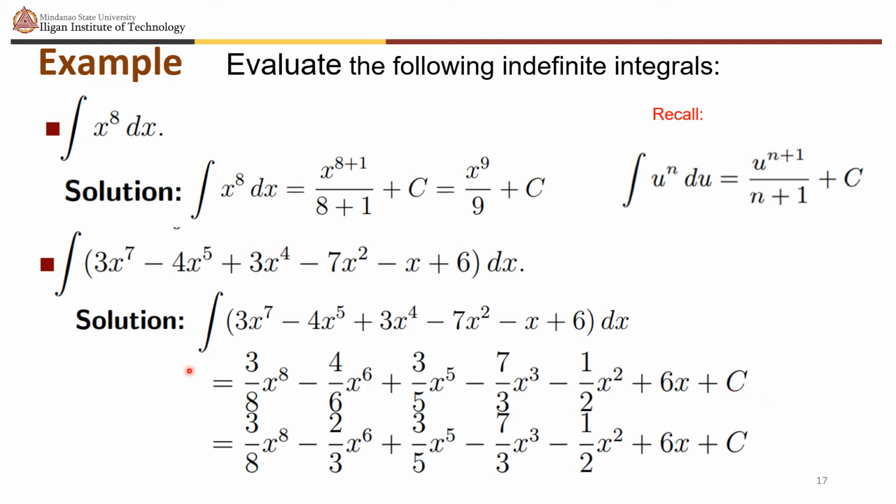Meaning to say, this now can be simplified as 3 over 8 x to the 8 minus 4 and 6 there. You can rewrite as 2/3 x to the 6 plus 3 over 5 x to the 5th minus 7 over 3 x cubed minus 1/2 x squared plus, we have 6x plus c.